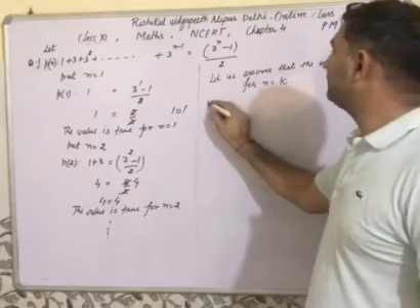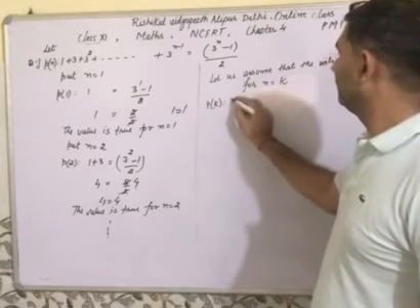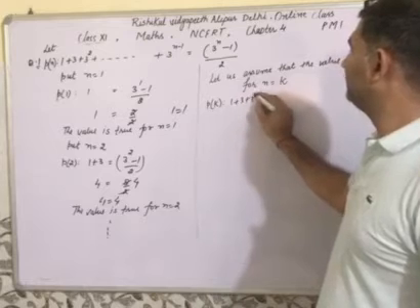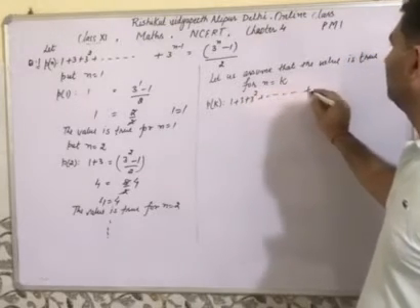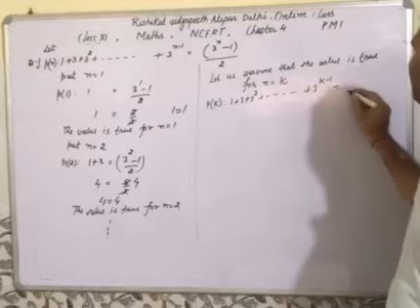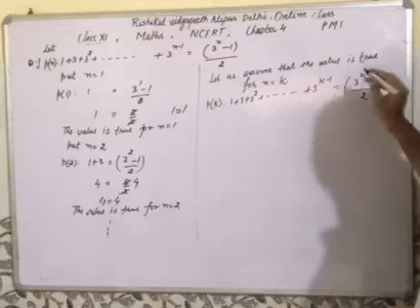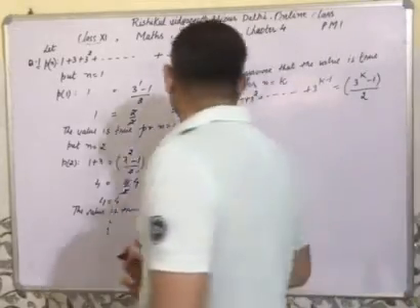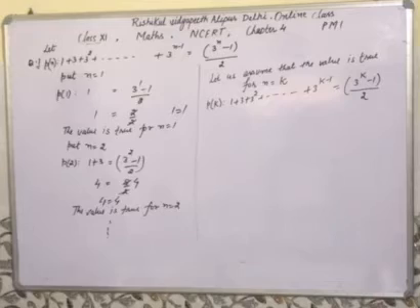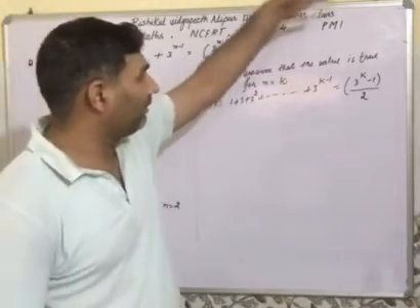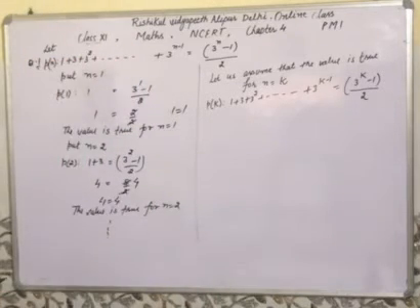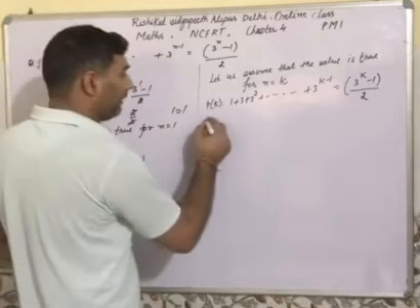Then the statement is P(k): 1 plus 3 plus 3 square and so on up to 3 raised to power k minus 1 is equal to 3 raised to power k minus 1 upon 2. We assumed this value P(k) is true for n is equal to k.